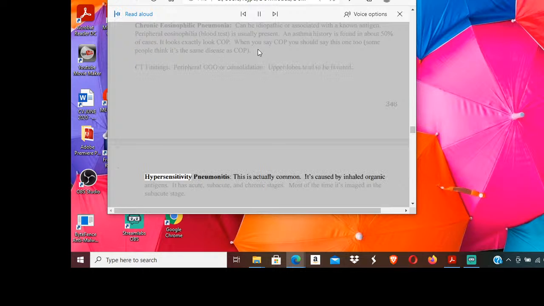346. Hypersensitivity pneumonitis, this is actually common. It's caused by inhaled organic antigens. It has acute, subacute, and chronic stages. Most of the time it's imaged in the subacute stage.